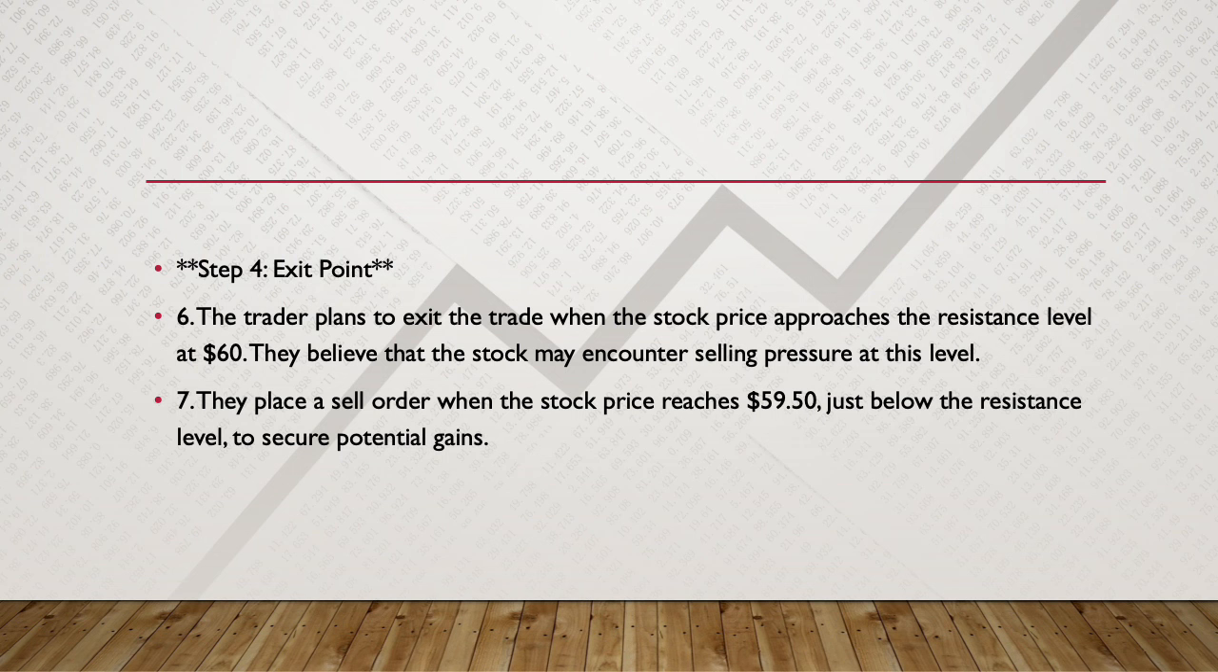Exit point. The trader plans to exit the trade when the stock approaches the resistance level at 60. They believe that the stock may encounter selling pressure at this level. They place a sell order when the stock price reaches 59.50, just below the resistance level, to secure potential gains.